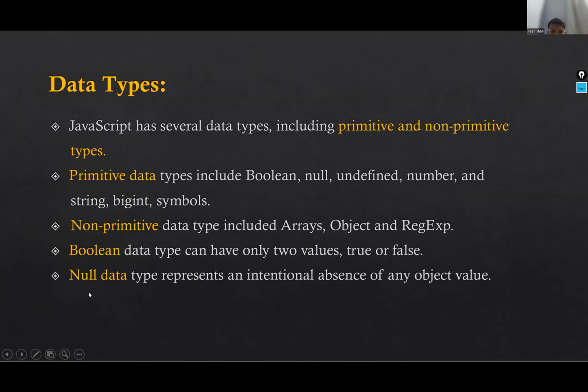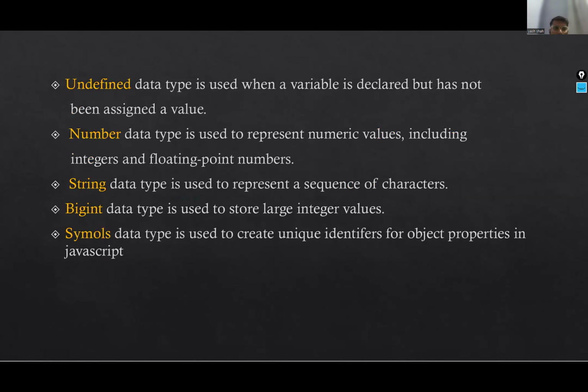First, we'll go with the primitive data types, that is Boolean. The Boolean data type can have only two values, true and false. Then we have the null data type, which represents that the variable doesn't contain any value. Then we have the undefined data type: we have declared the variable, but we have not initialized it, then it is called undefined.